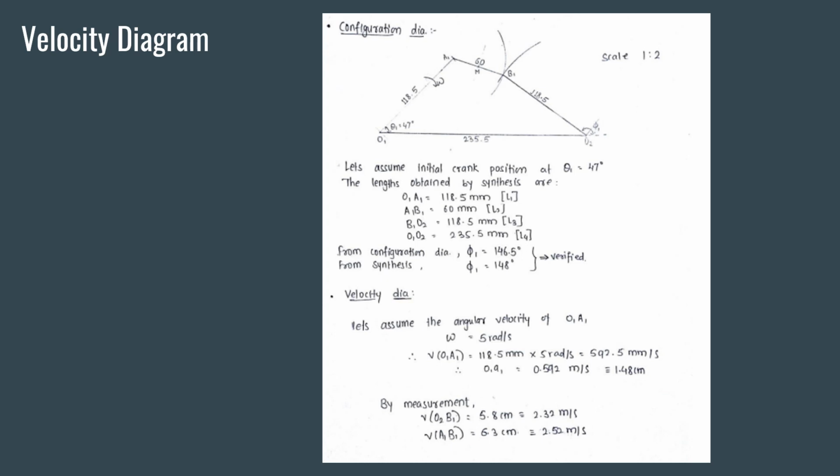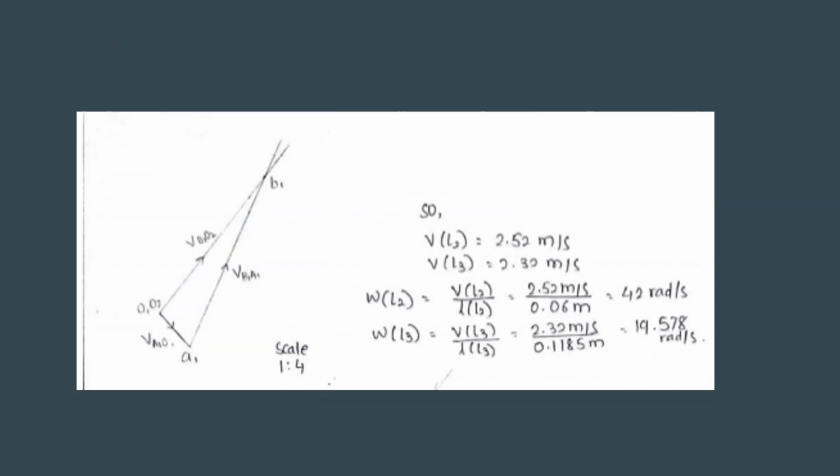Then, coming towards finding the velocity and acceleration of various links, we have used the relative velocity method. As you can see here, we have drawn the configuration diagram, and then we have assumed the angular velocity of link 1, that is O1A1, to be 5 radian per second. Note that while fabricating we are going to rotate it manually, and the angular velocity will not be exactly equal to 5 radian per second, but for the calculation purpose we have assumed it to be 5 radian per second. We obtained these velocity results.